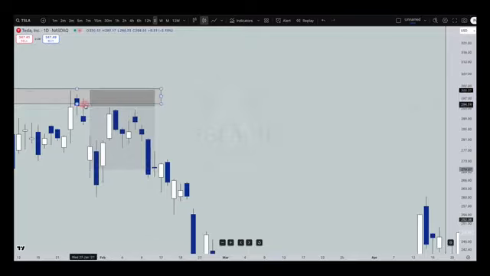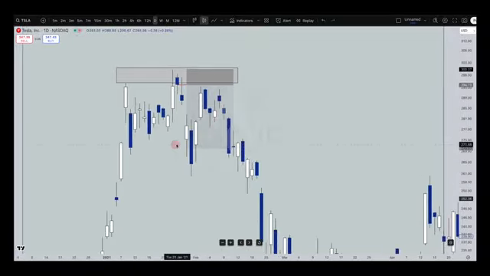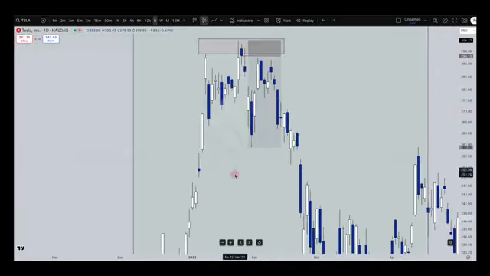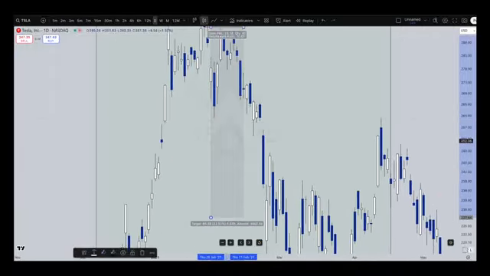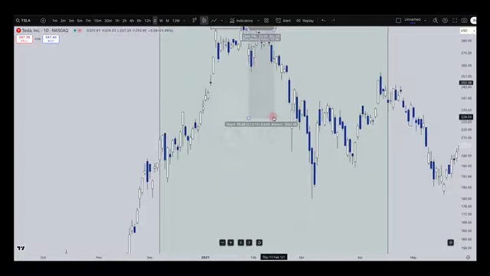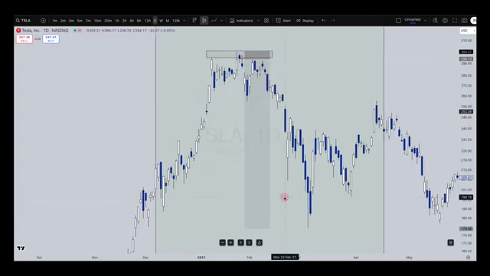Alright? So you sell at the close of this down close candle with your stop above this rejection block wick, and look at the candle's trade. Look at the trade from this candle. Ginormous trade, right? So this is a rejection block setup.